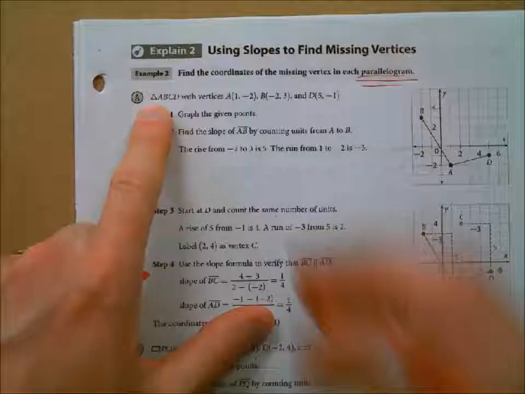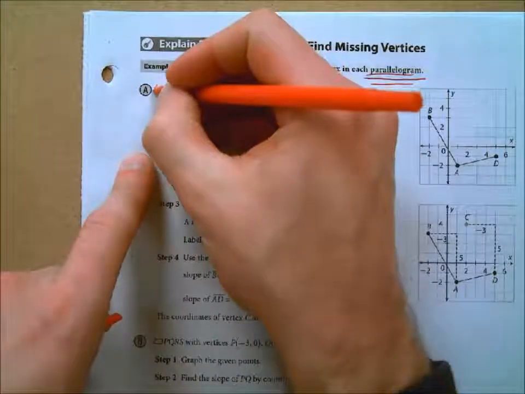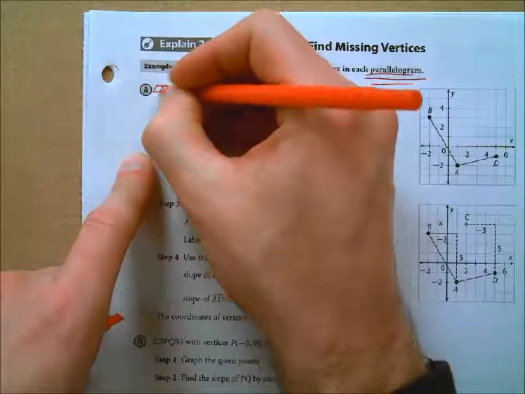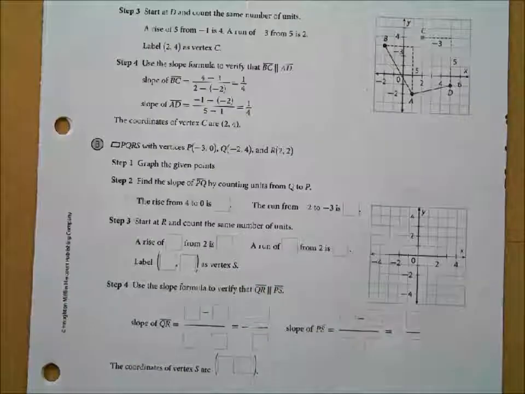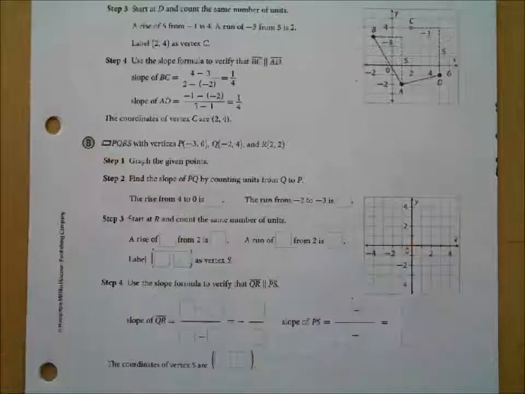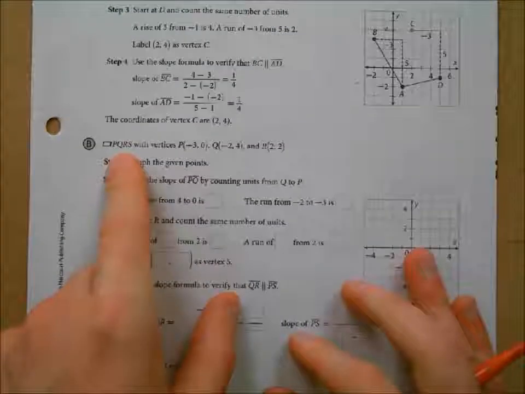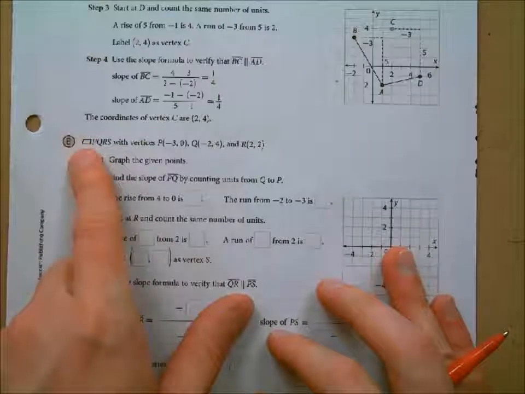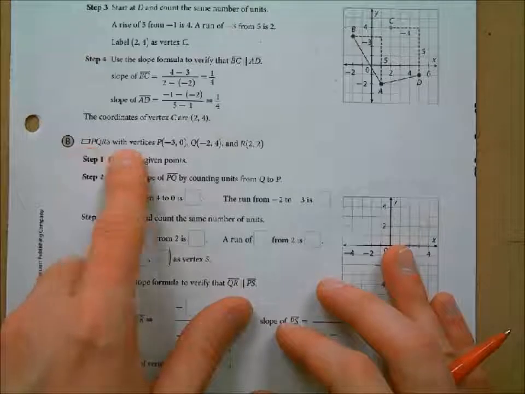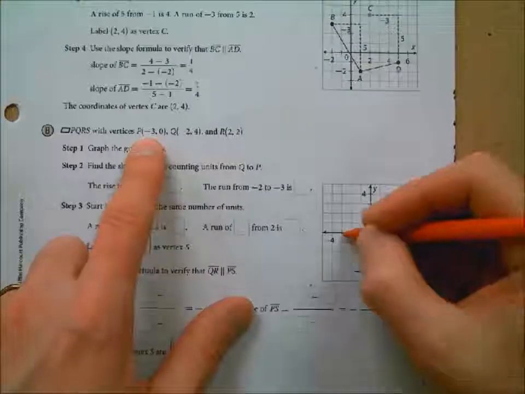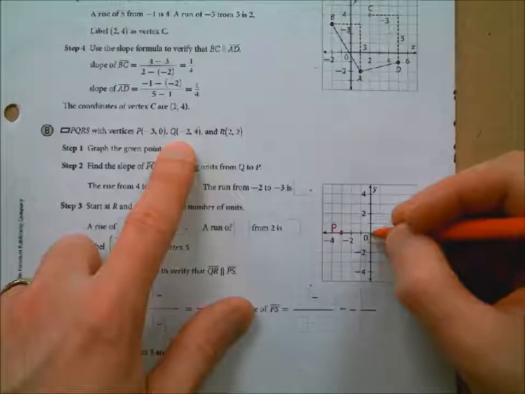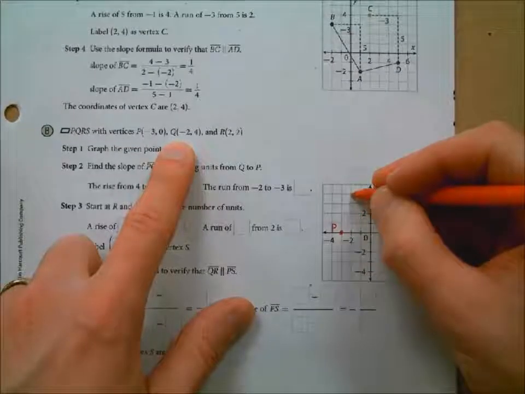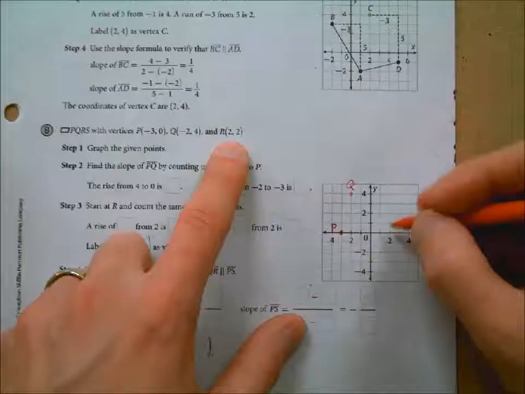Wow, and a triangle ABCD, that should be the parallelogram symbol there. I don't know why I put a triangle there. Mistype, error. All right, let's try letter B. PQRS, parallelogram. Again, that's a parallelogram symbol, so we're going to assume it's a parallelogram. PQRS with vertices P(-3, 0). Please make sure you plot accurately, right? That's going to really mess you up. Q(-2, 4), and then R(2, 2).